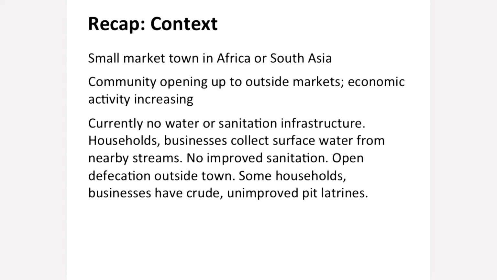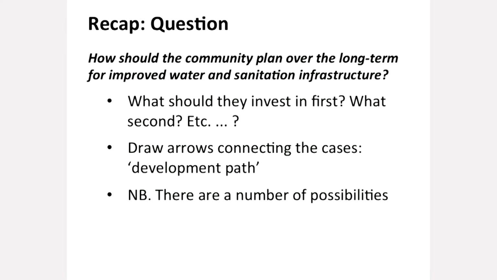The community is opening up to outside markets, economic activity is increasing, but currently there is no water or sanitation infrastructure. Households and businesses collect surface water from nearby streams, there is no improved sanitation, and open defecation occurs outside town. Some households and businesses have crude, unimproved pit latrines. The question to answer is, how should the community plan over the long term for improved water and sanitation infrastructure?